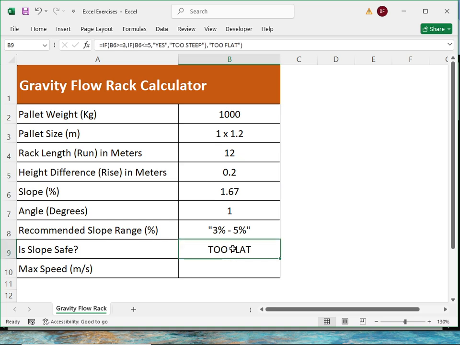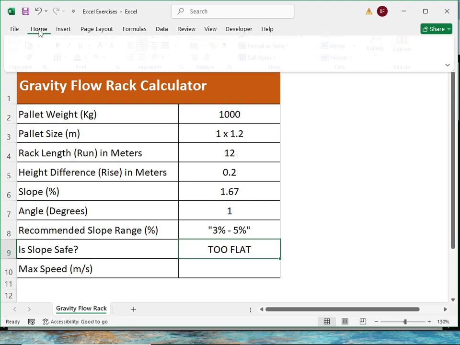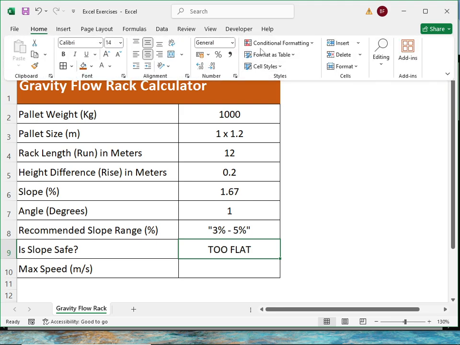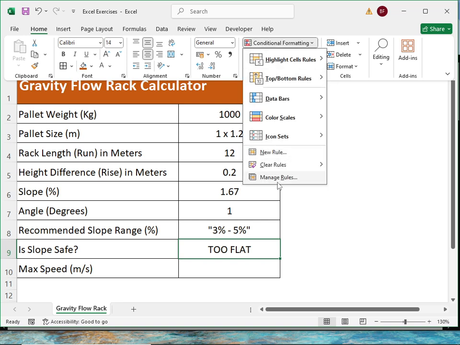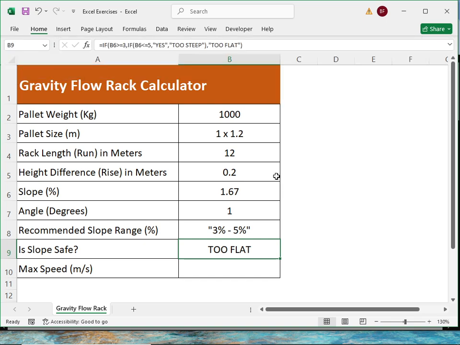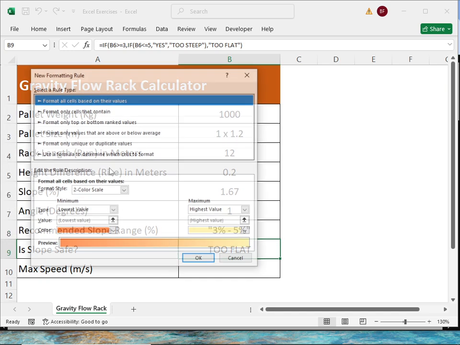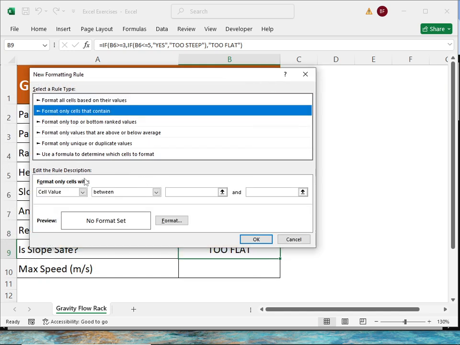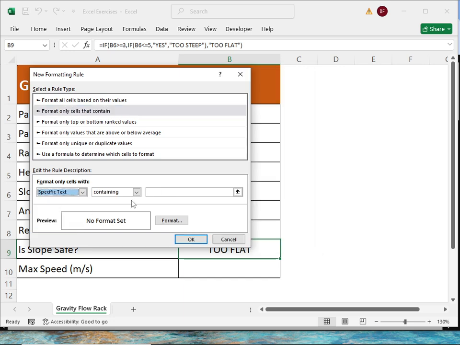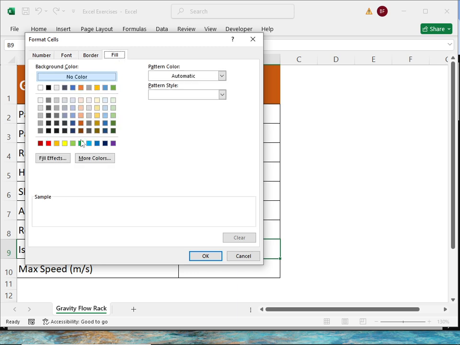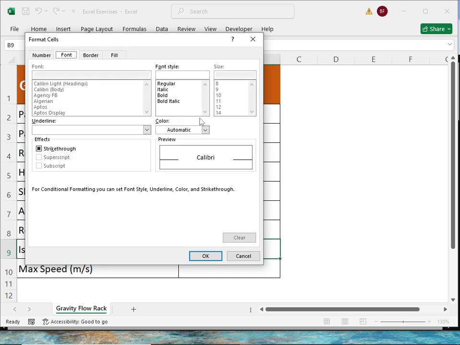I'm also going to add a conditional formatting so that we'll be able to see it more clearly. Then I'm going to manage rules and add a new rule. The new rule would be format only cells that contain specific text, yes. In case the text is yes, the format would be a green fill, and the font would be white. Then click OK.